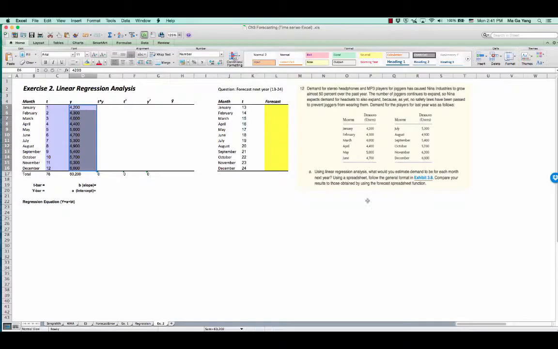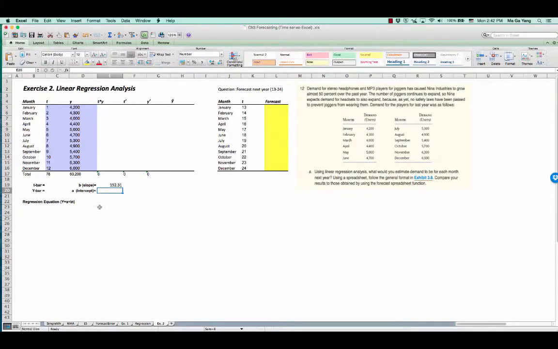I would recommend using the Excel functions SLOPE and INTERCEPT to find the linear regression equation. And then you can find the answer, which is the forecast for next year, periods 13 through 24. First of all, you need to find the slope. Equal sign, slope function. Choose your last year's demands, comma, your time variable.